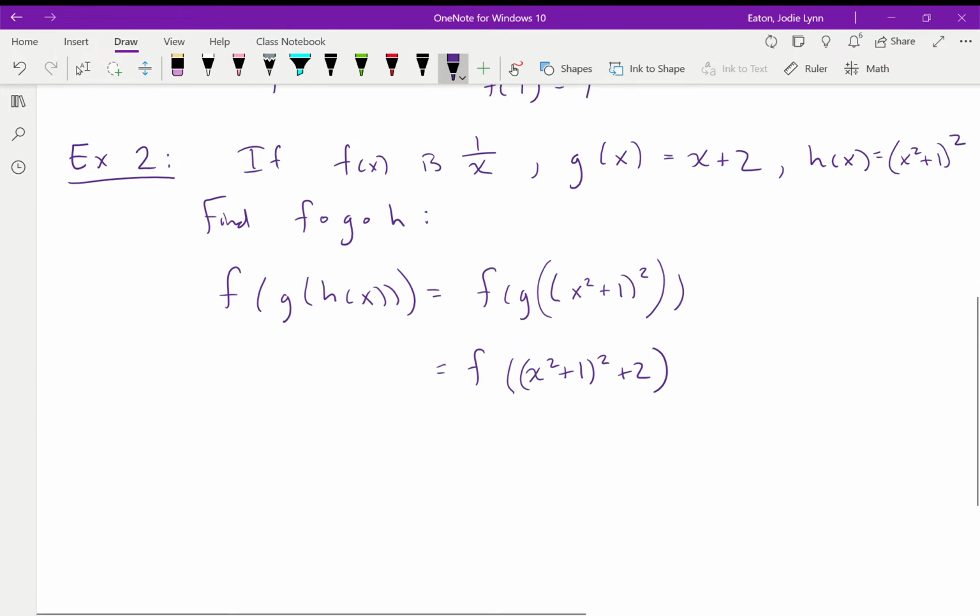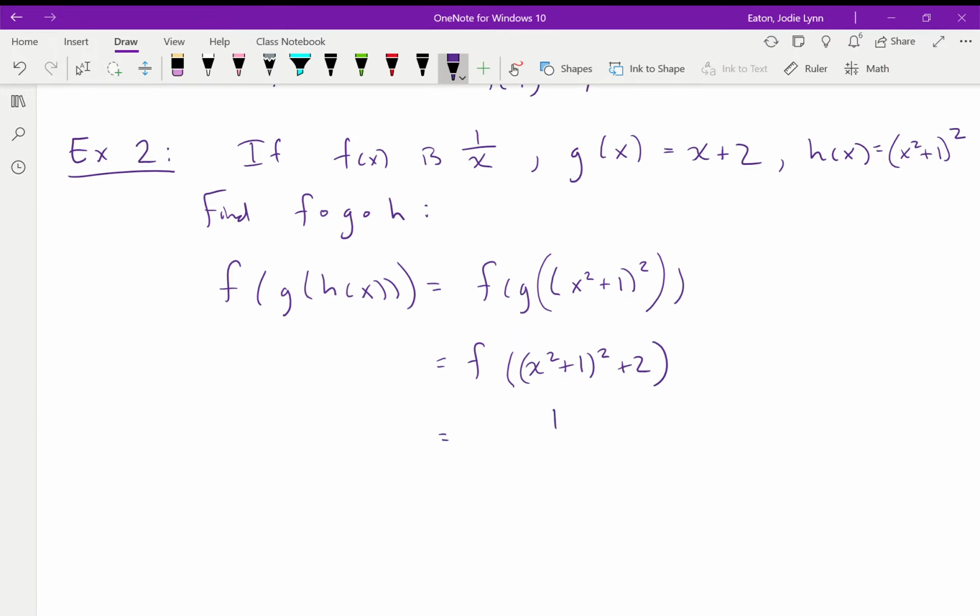Now we're going to take f of that. f of that is putting 1 over that function, so it is 1 over x squared plus 1 squared plus 2. Now, notice that because we have an x in the denominator of f, we might have to restrict the domain, but here we don't, because the range of my h function is always greater than or equal to 1, no matter what we put in. So we don't need to worry about restricting it because our denominator can never be 0.